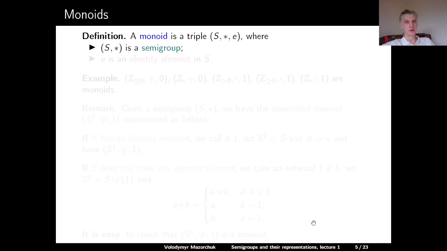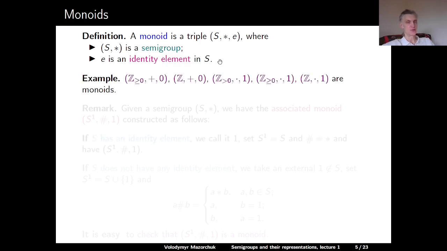Definition: a monoid is a triple which consists of a semigroup consisting in turn of a non-empty set S and the binary associative operation asterisk on S, and an identity element E in this semigroup. For example, we have the additive monoid of all non-negative integers with respect to addition, where the identity element is 0.